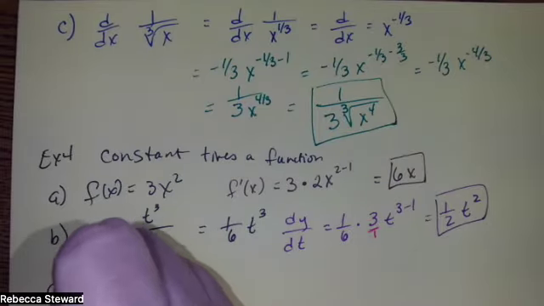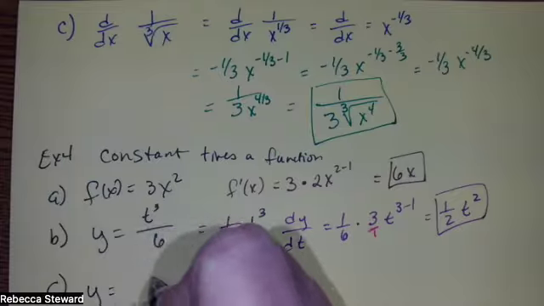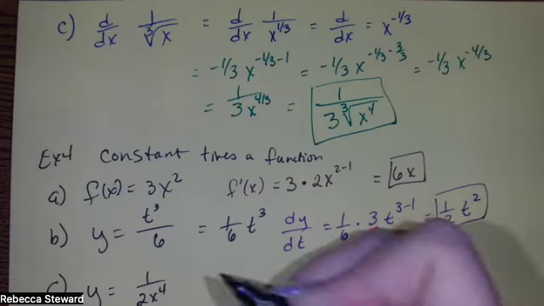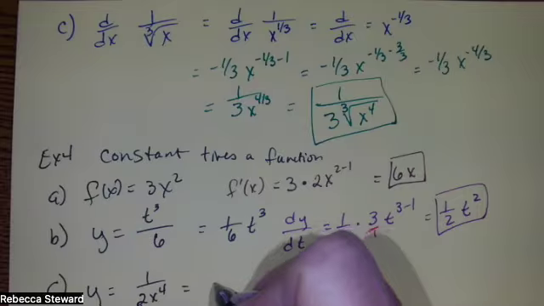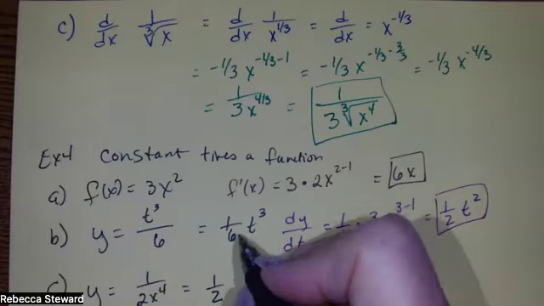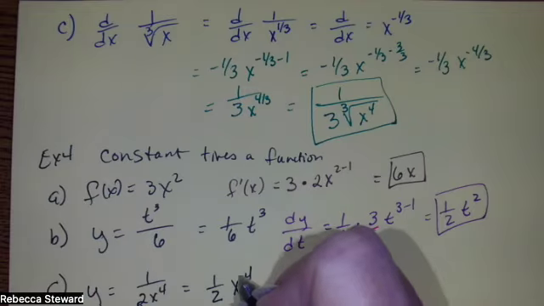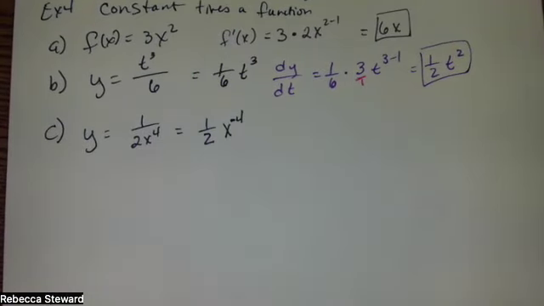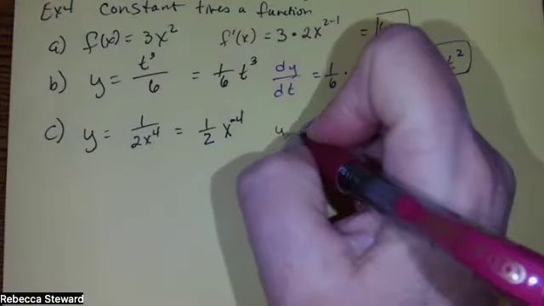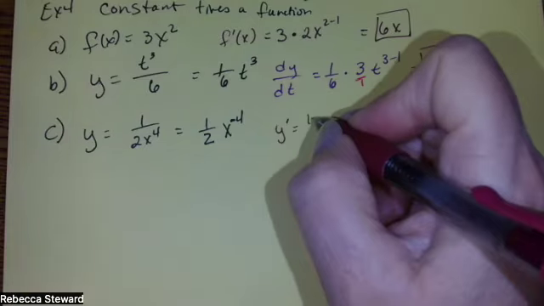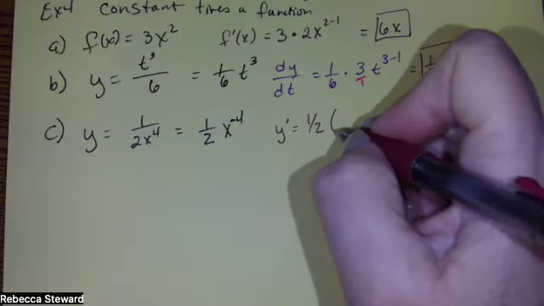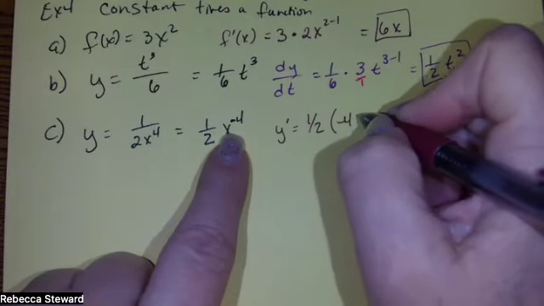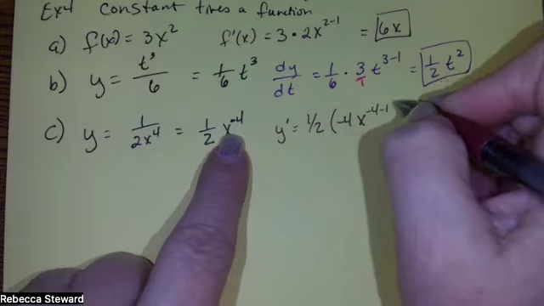All right, let's look at C. We have y is equal to 1 over 2x to the 4th. Again, we need to rewrite that. So we have 1/2 x to the negative 4, because it's coming from the denominator up to the numerator. So now our y prime will equal 1/2 times negative 4x to the negative 4 minus 1.